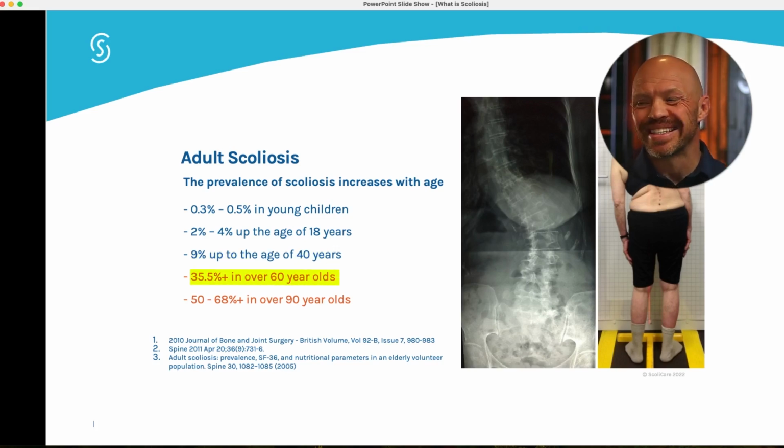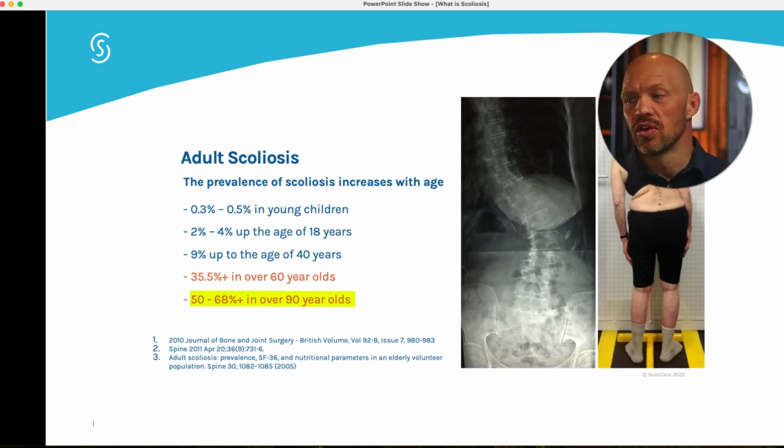And then when we look at 60 years old, this is where it gets much bigger. 35% of adults over the age of 60 get diagnosed with scoliosis, and anywhere between 50 to 68% of adults over 90. So we know that scoliosis is much more present in adulthood than it is in children, which a lot of times is counterintuitive because a lot of people think about scoliosis in adolescence. They may not think about it as much in adults, but scoliosis in adults is actually the biggest problem we see in healthcare.